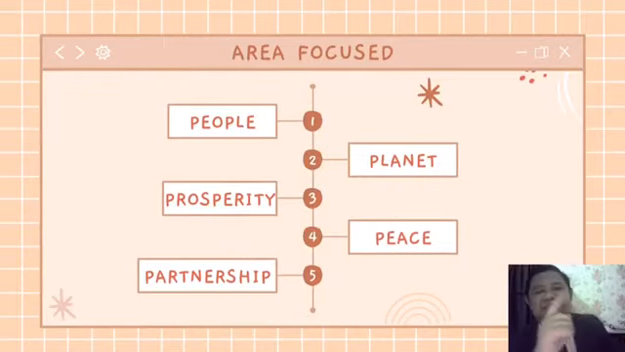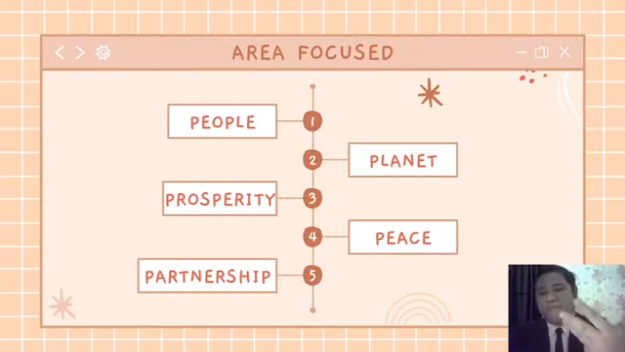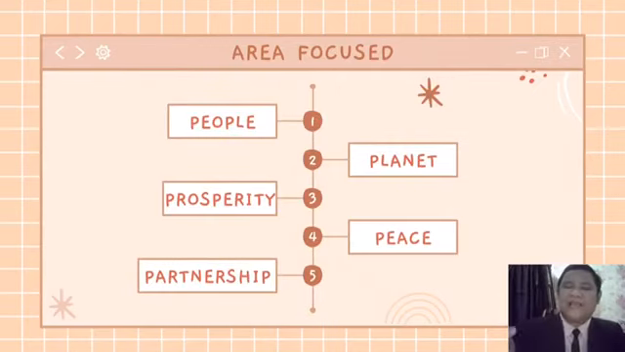Next, we will go through the area focus in the agenda. Now, there are 5 areas of focus in total in the agenda. These are people, planet, prosperity, peace, and partnerships. All 5. Now let us take a look in detail at what these areas mean.